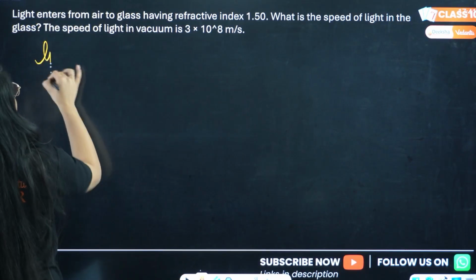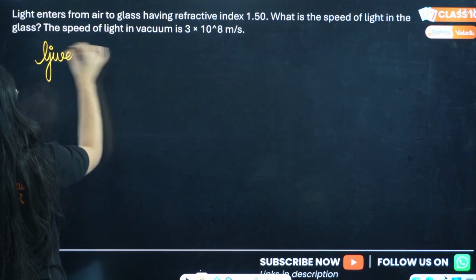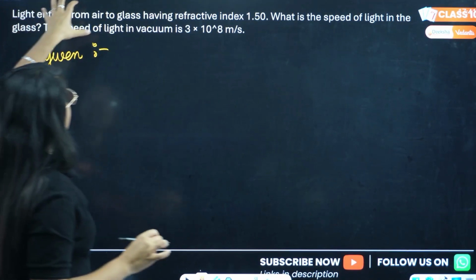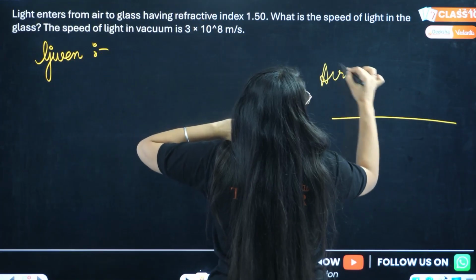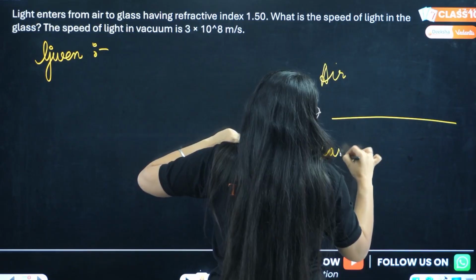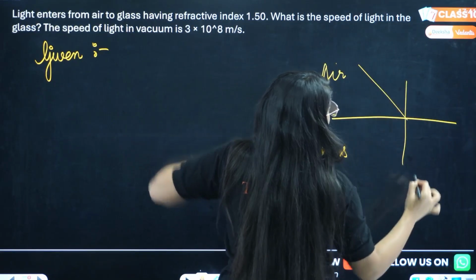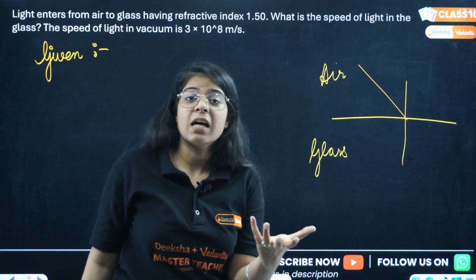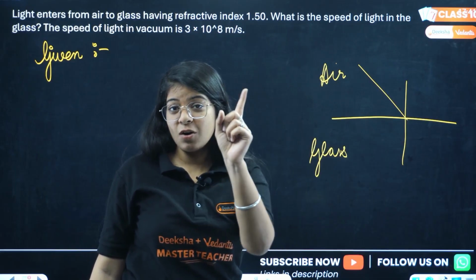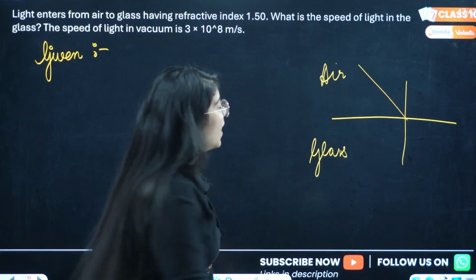Again, we'll start with given. Done. Light enters from air to glass. So, light is entering from air into the glass. Okay. So, it is traveling from air. Now, let me know, is the refractive index of air less than or more than glass? Pause the video, comment down and come back. Okay. Done.